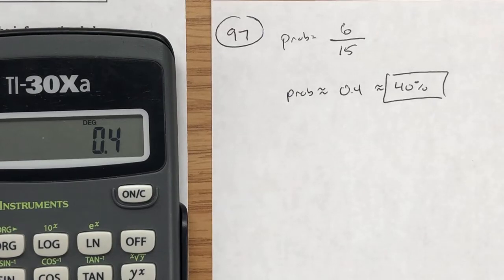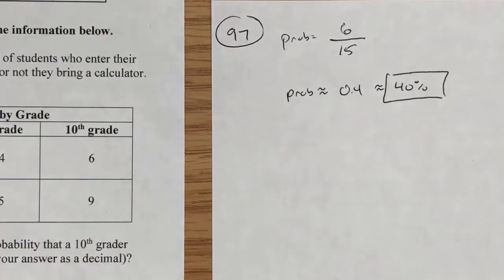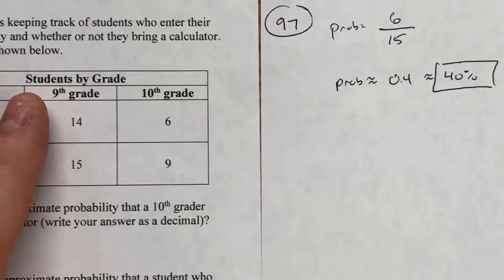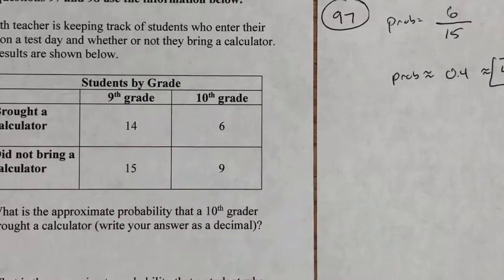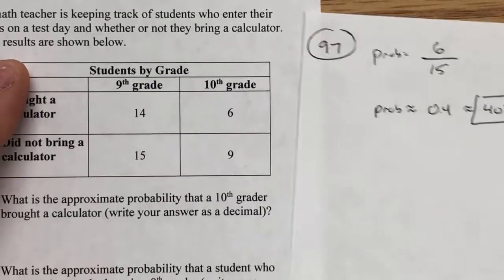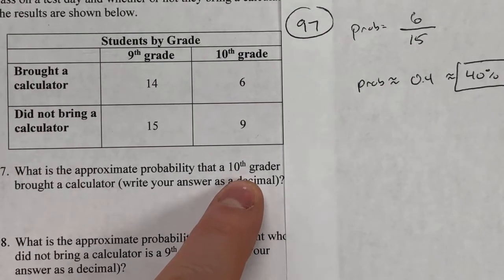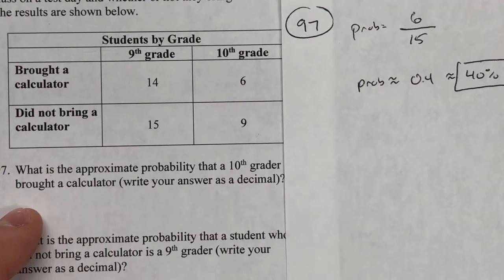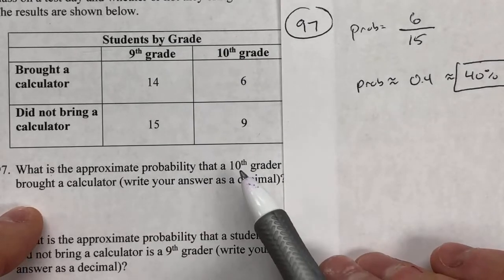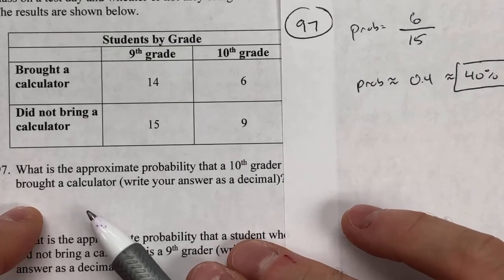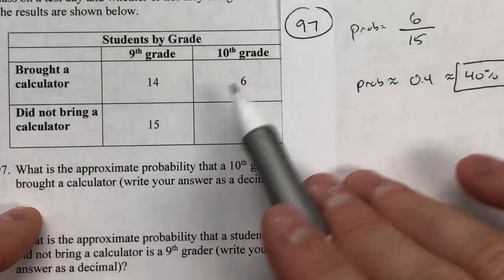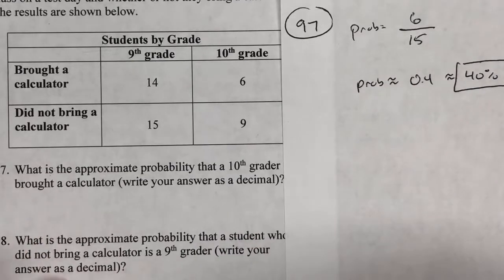Awesome. And now, one of the things that you may want to do is add it all up and say, well, it's 6 students out of 44 students. Remember, the question is not asking what is the probability that there is a student who is both a 10th grader and brought a calculator. We're saying out of the 10th grade students, how many brought a calculator? So 6 out of those 15.